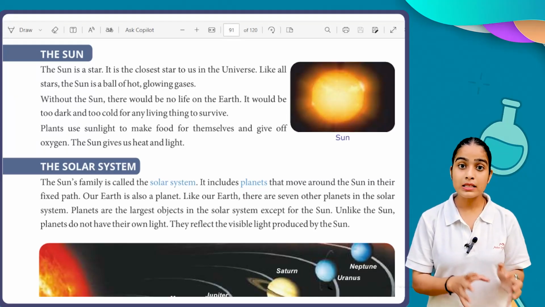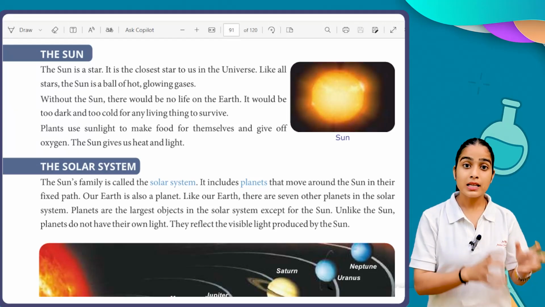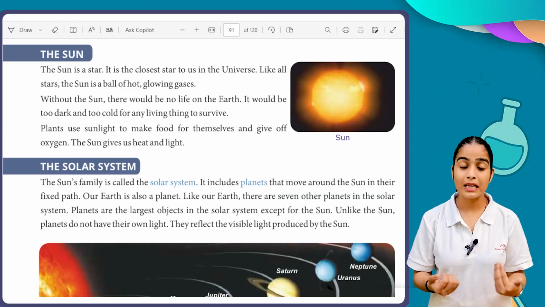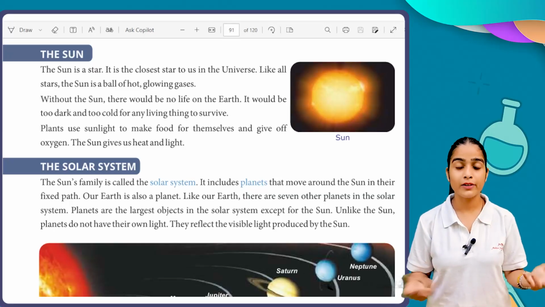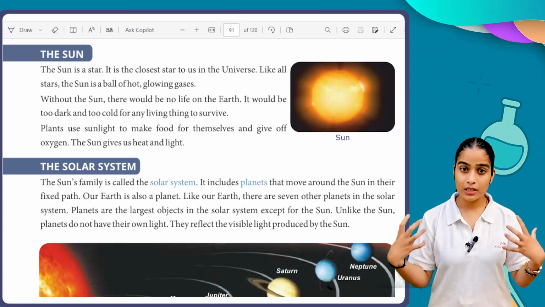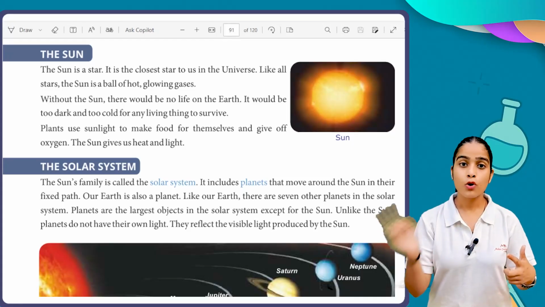They use sunlight for the reflection. With the help of sunlight reflection, it has light. So basically they are using artificial light which is given by the sun only, and only the power, the energy, the light the sun has, that is why they are rotating.